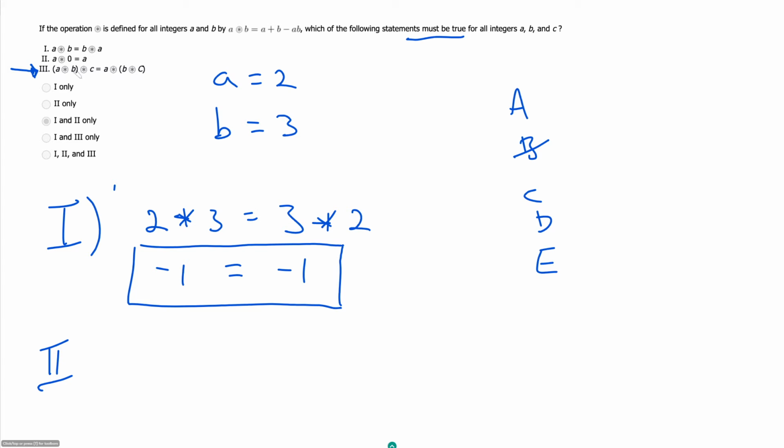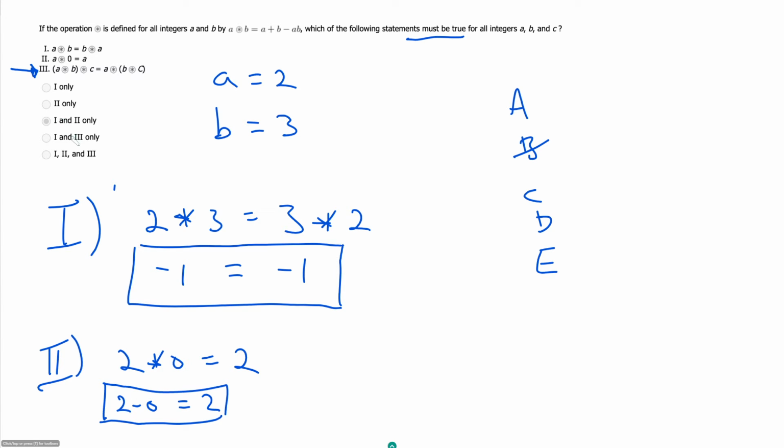Statement 2 says a star 0 is equal to a. So in this case, we're looking for 2 star 0. Is 2 star 0 equal to 2? We're not using our own b; we have to use the b they give us, which is 0. So 2 star 0 would be 2 plus 0 minus 2 times 0. That's just 2 minus 0, and 2 minus 0 will always be equal to 2. Again, just like statement 1, I see the algebra and I can see that this will always be true. So statement 2 must be true.